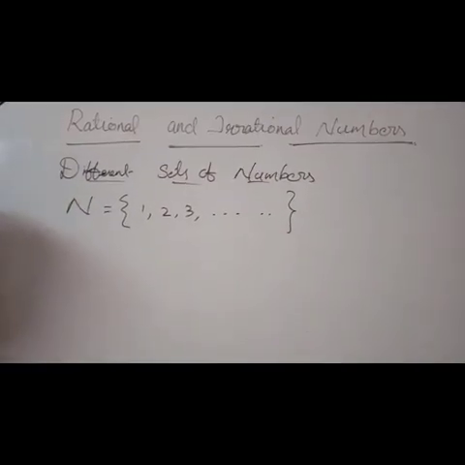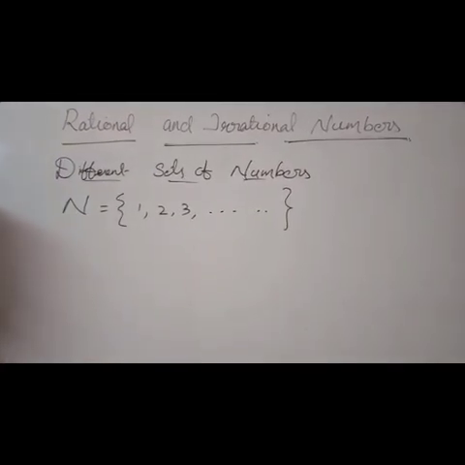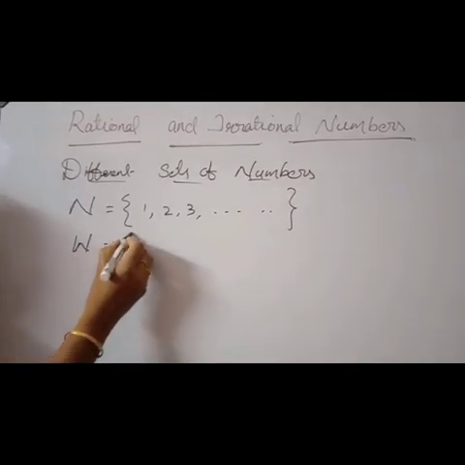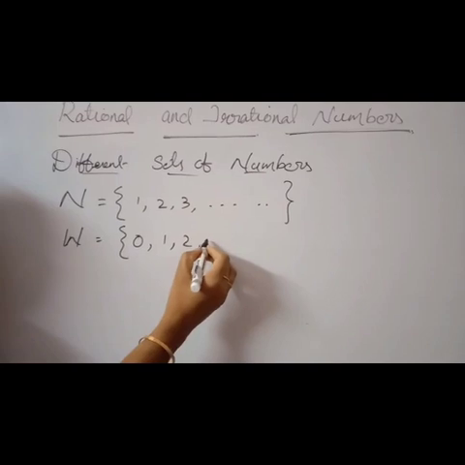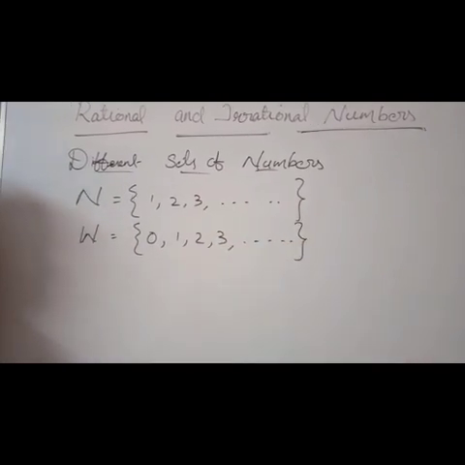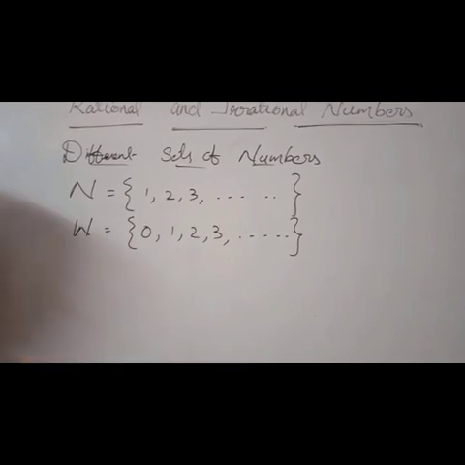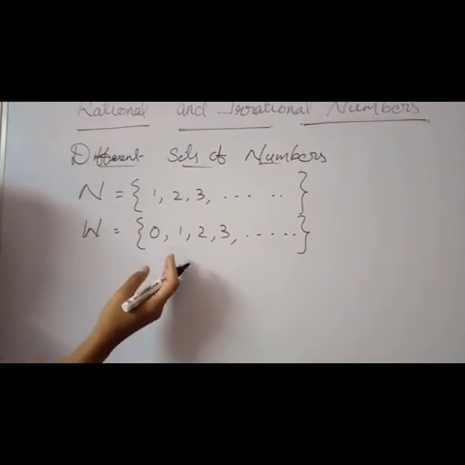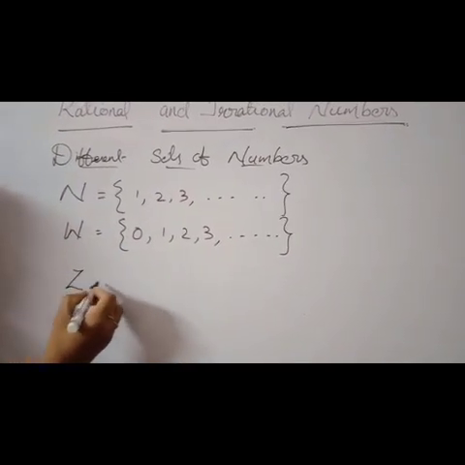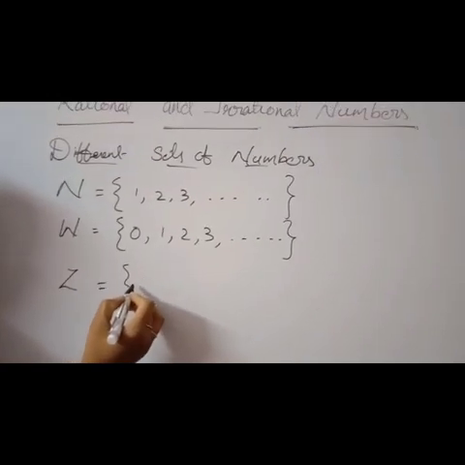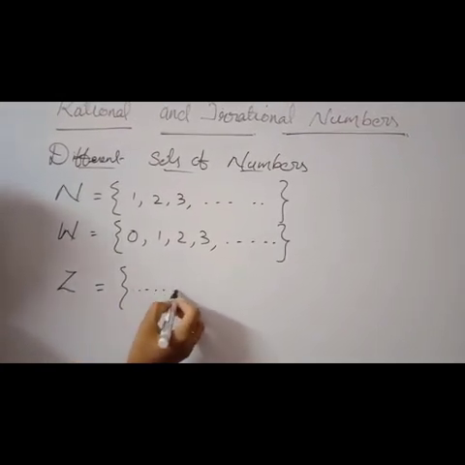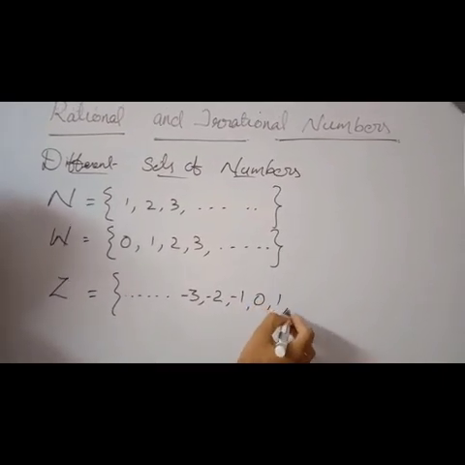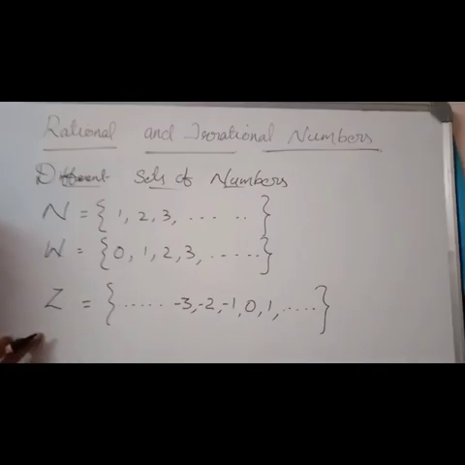If we include 0 in the set of natural numbers, we get the next set of numbers, known as the set of whole numbers, that is 0, 1, 2, 3, etc. Apart from these numbers, we have negative numbers too. If you include negative numbers in the set of whole numbers, you get the set of integers, Z. It starts from infinity actually. We can write it as minus 3, minus 2, minus 1, 0, 1, etc. It keeps going. This is the set of integers.